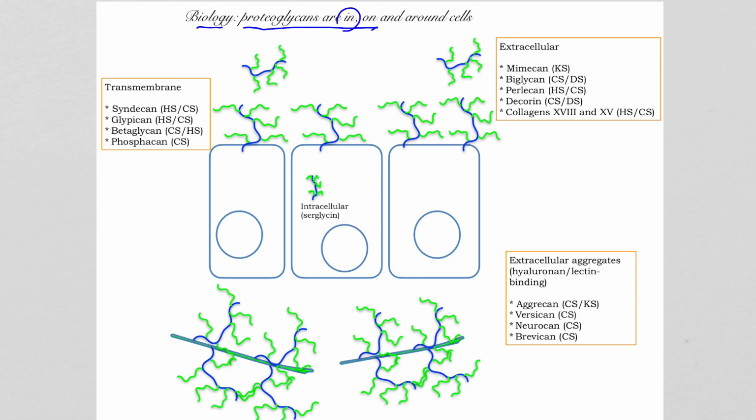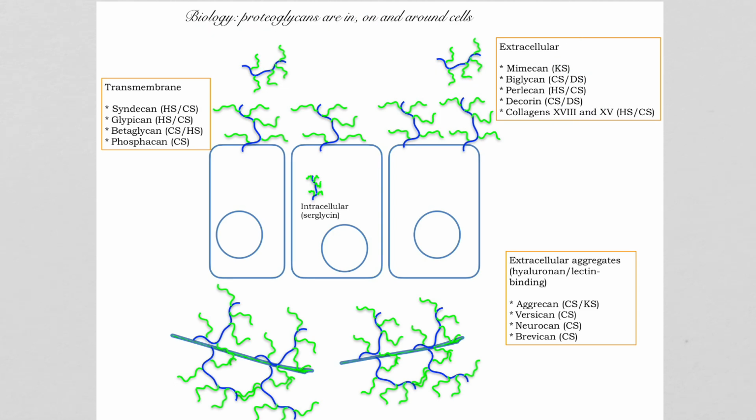Proteoglycans are inside cells, on cells, and around cells. For example, we have proteoglycans that are outside cells. Examples: mimecan, biglycan, perlecan, decorin, and certain collagens. Certain collagens are proteoglycans that are outside cells. And you can see the major carbohydrates they contain: keratan sulfate, chondroitin sulfate, dermatan sulfate, and so on.